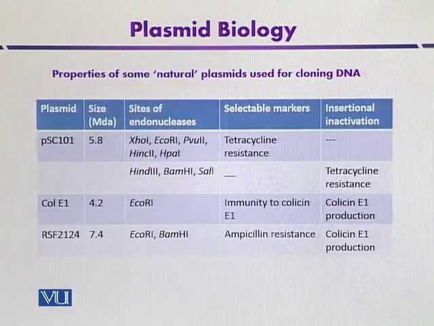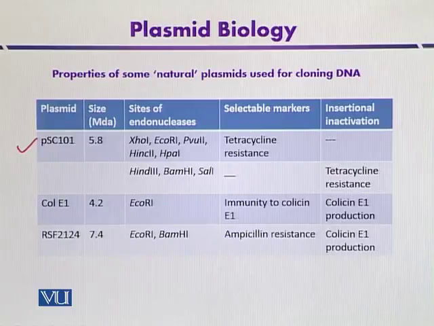This table indicates the properties of some natural plasmids used for cloning DNA. The first one is pSC101 and it contains single sites for different types of restriction endonucleases. The famous ones include EcoRI, HindIII, BamHI. It is very important that the plasmid has single restriction sites for different restriction endonucleases, and here the selectable marker is for tetracycline resistance, and insertional inactivation is not used here as a selectable marker.